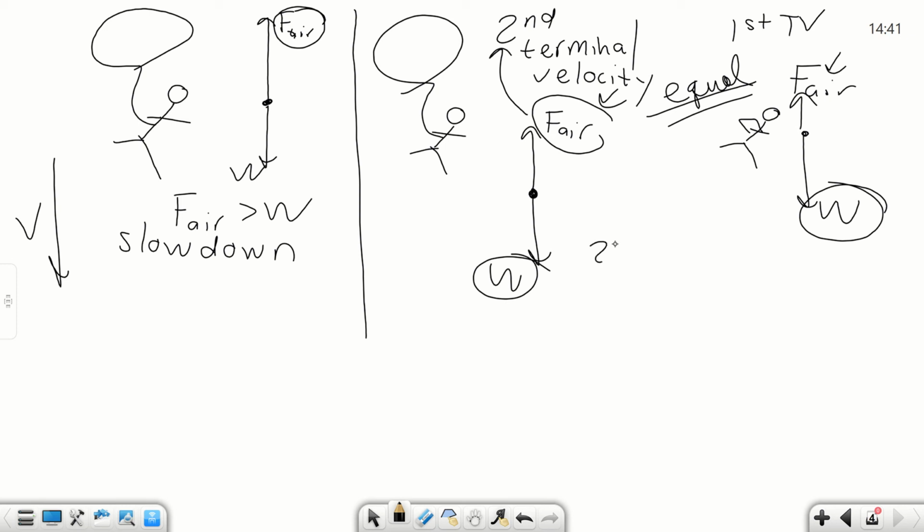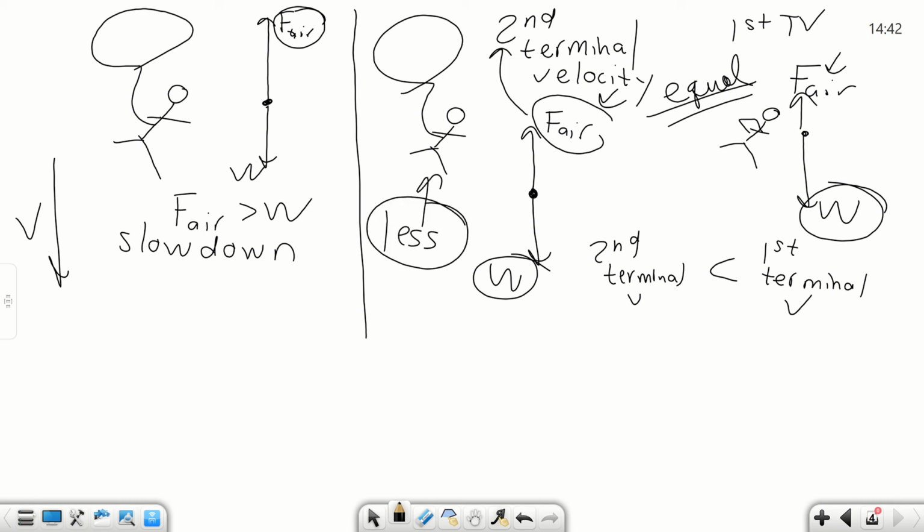What will be different is the second terminal velocity will be less than the first terminal velocity, because the idea is you had less time. There's less time for you to basically accelerate before you reach equal air resistance and weight, and therefore you're not accelerating as much, versus the first time you accelerate for a longer period of time because it's taking longer for that air to match your weight, and therefore you'll be going a higher terminal velocity the first time without the parachute versus with the parachute.